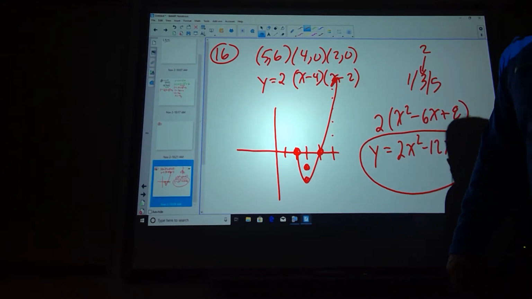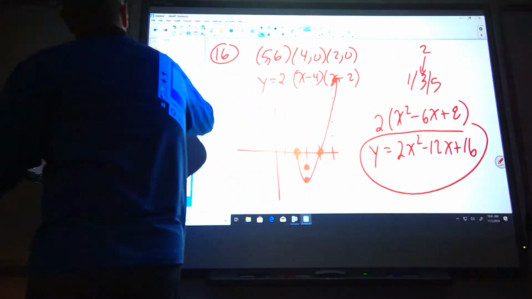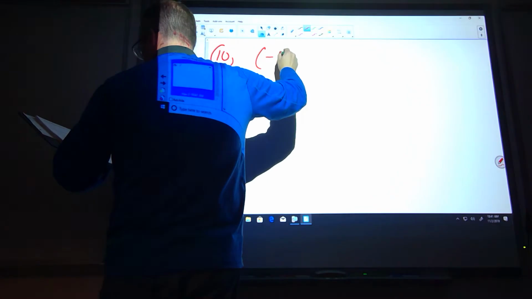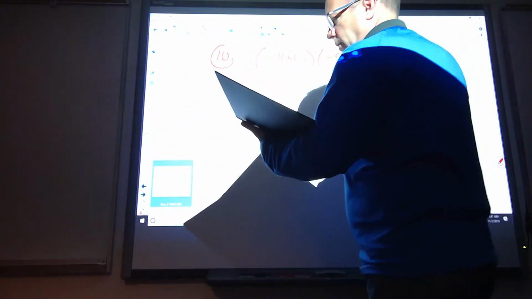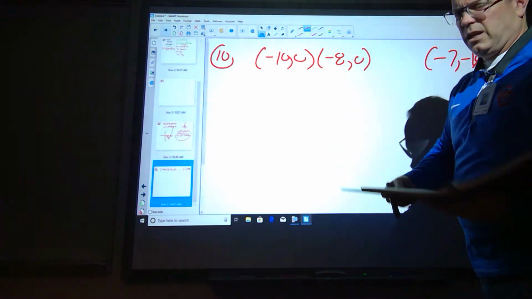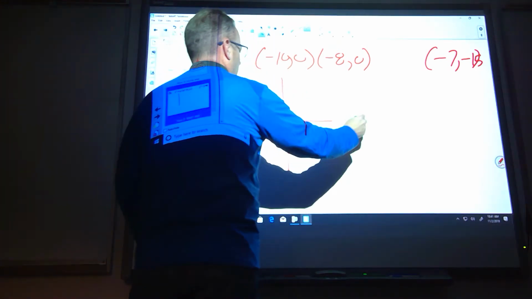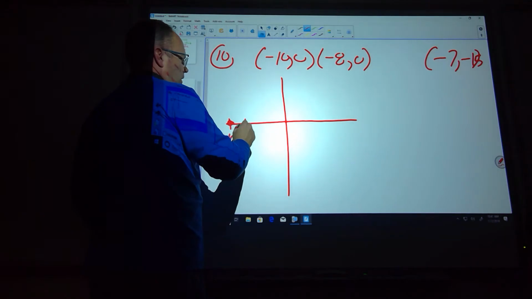Which one? 10. 10 can be done the same way. We can walk through the same process. I've got negative 10 comma 0, negative 8 comma 0, and then some random point at negative 7, negative 15. I'd say this is going to be opening downward. So negative 10, 0 is down here, and negative 8, 0 is here.